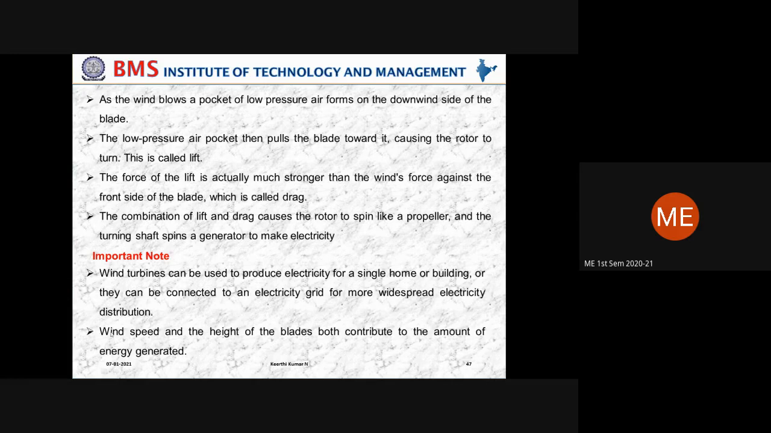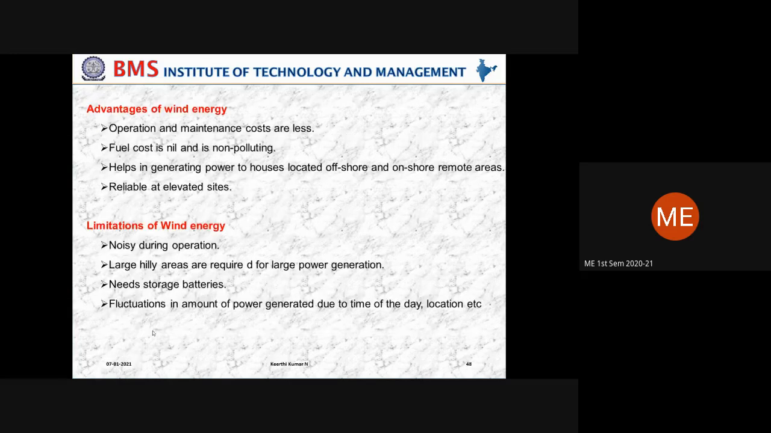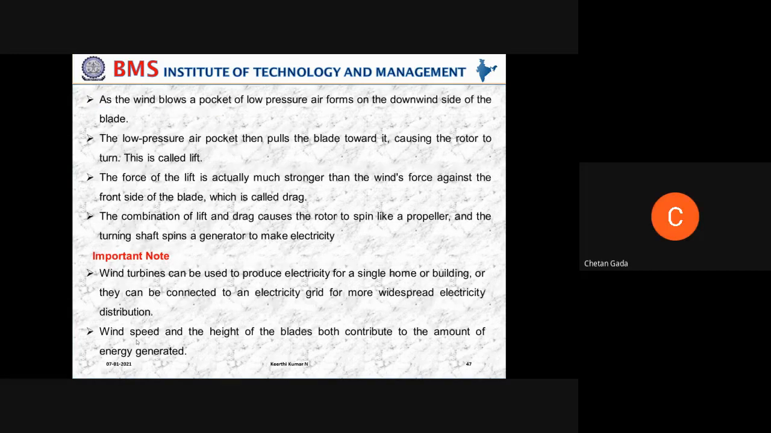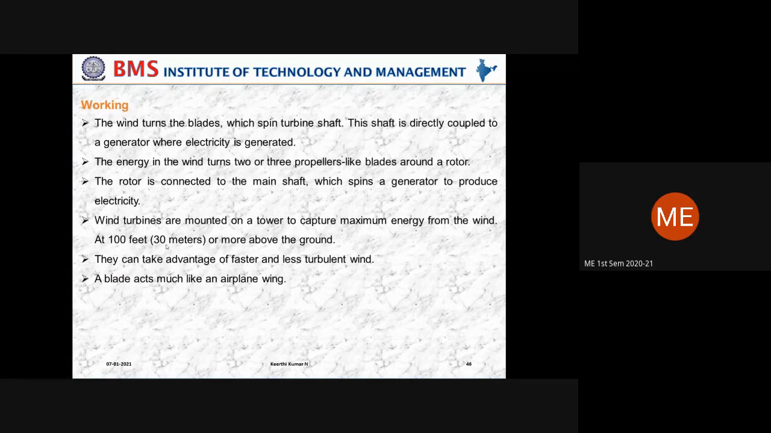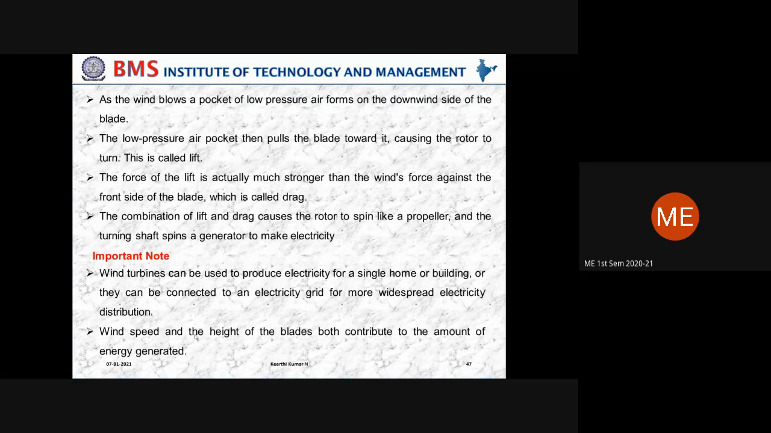What is the wind speed required? 12 to 14. And what is the height required? 100 feet. What is the unit, 100 kilometer? No, 100 feet, or you can also say 30 meters. Both contribute to the extraction of the energy.